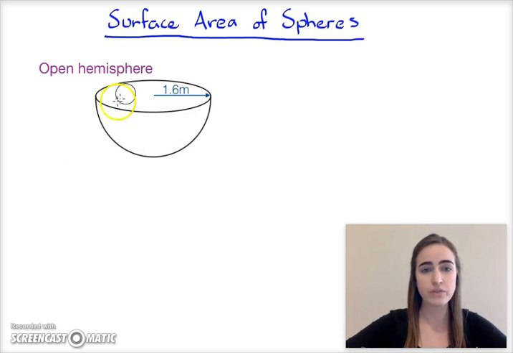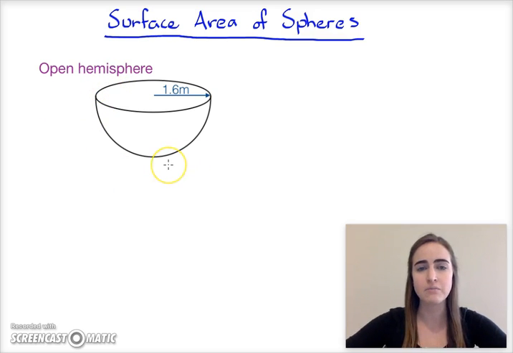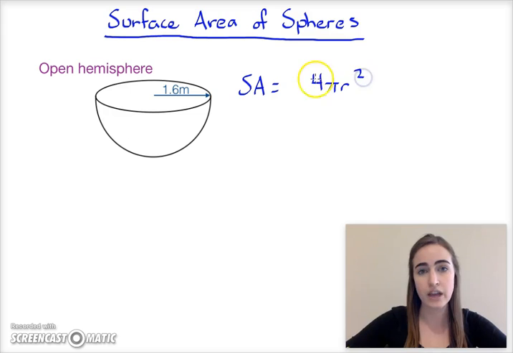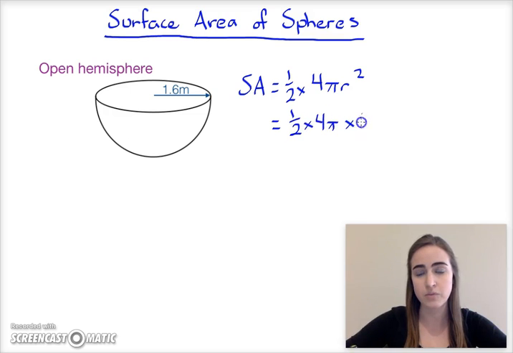So our next example, we've got this hemisphere here that has a radius of 1.6 meters. And it tells us that it's an open hemisphere. So what that means is it's like a bowl that's open at the top. So the surface area of a whole sphere is 4 pi r squared, but because we only have half of one, we're going to pop that half in front. So we're going to have half times 4 pi times 1.6 squared. You could also simplify that half times 4 just to a 2, but it works the same if you just type the whole thing in. And that will come out to give us approximately 16.1 meters squared, correct to one decimal place.